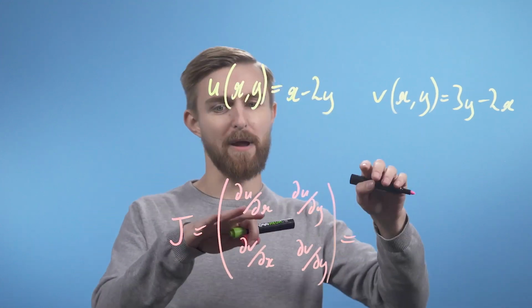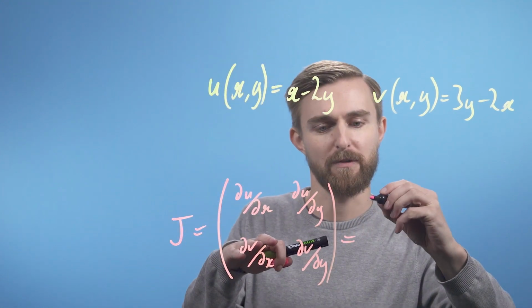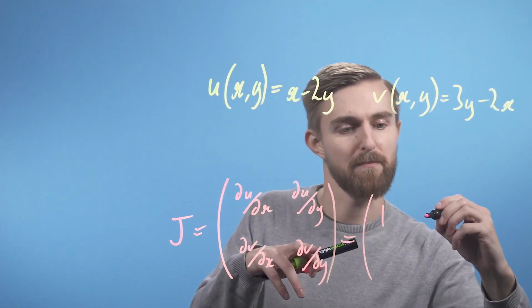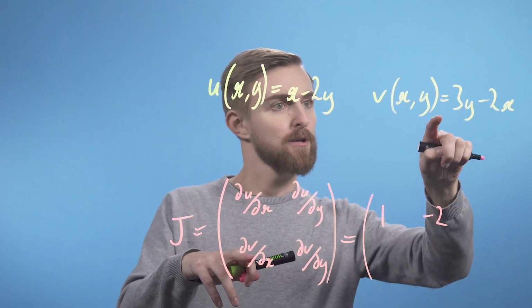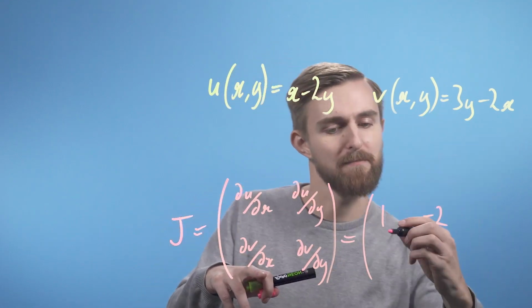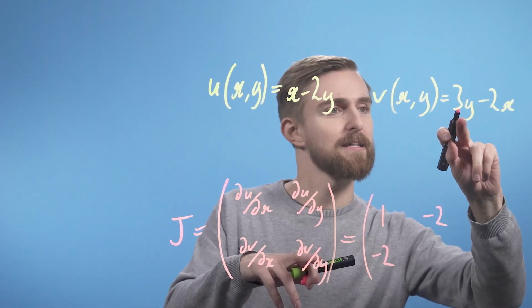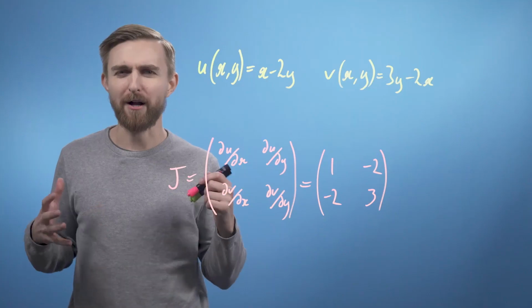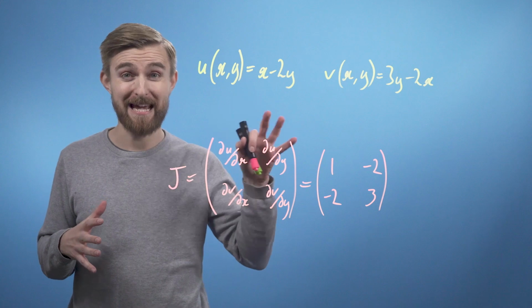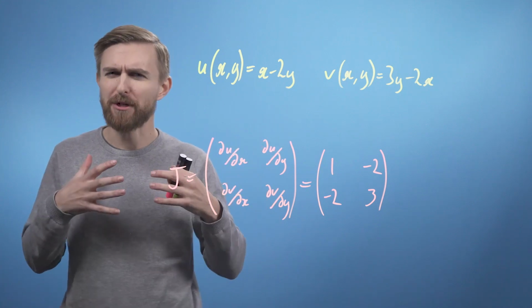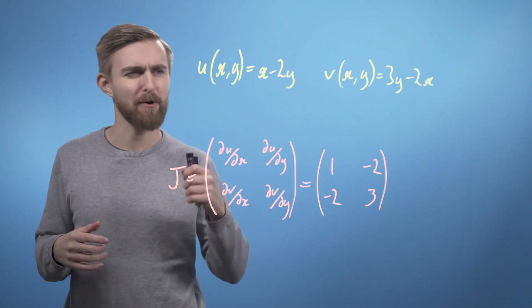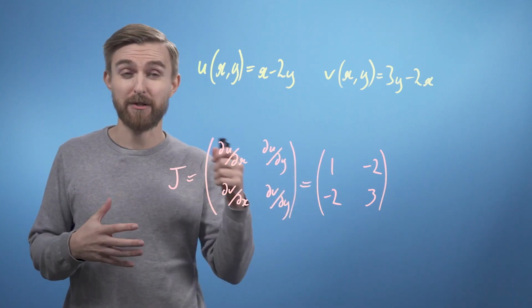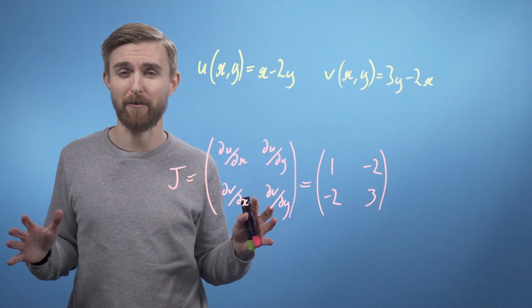So let's just work through it. So du dx is just going to be 1. du dy is just minus 2, dv dx is minus 2 again, and dv dy is 3. Our Jacobian matrix no longer even contains any variables, which is what we should expect when we consider that clearly both u and v are linear functions of x and y, so the gradient must be constant everywhere.